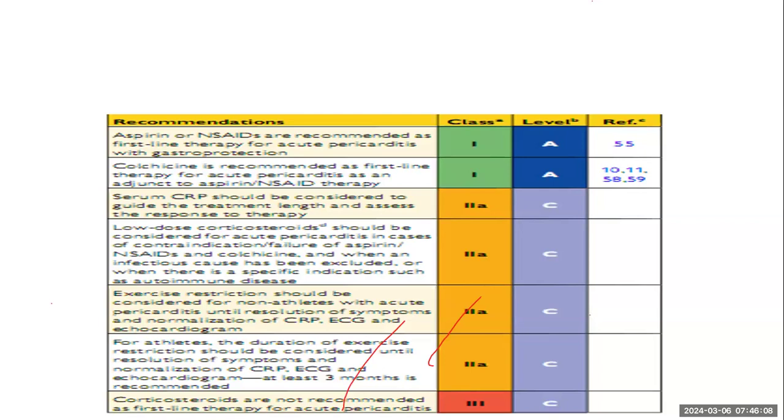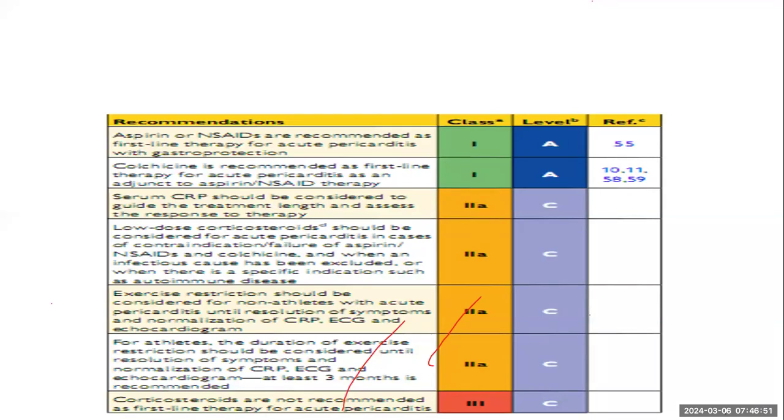This is just to reinforce what I've said with the recommendation. Aspirin or NSAIDs are recommended as first-line therapy for acute pericarditis, with gastrointestinal protection. So that's a class one recommendation. Also, colchicine is recommended as first-line therapy for acute pericarditis as an adjunct to either aspirin or NSAIDs. It's also a class one recommendation. We talked about CRP's importance already. It's very important to make a diagnosis, because of course it's an inflammatory process, so we expect CRP to be elevated. It's also important to monitor treatment. As we are treating, you expect the CRP to start dropping.